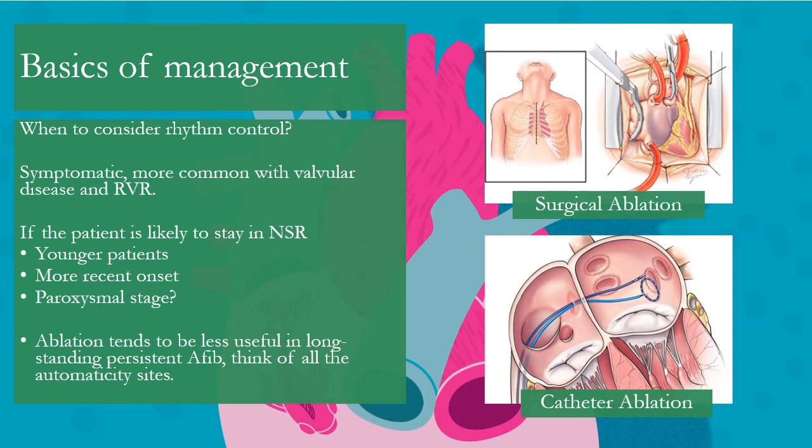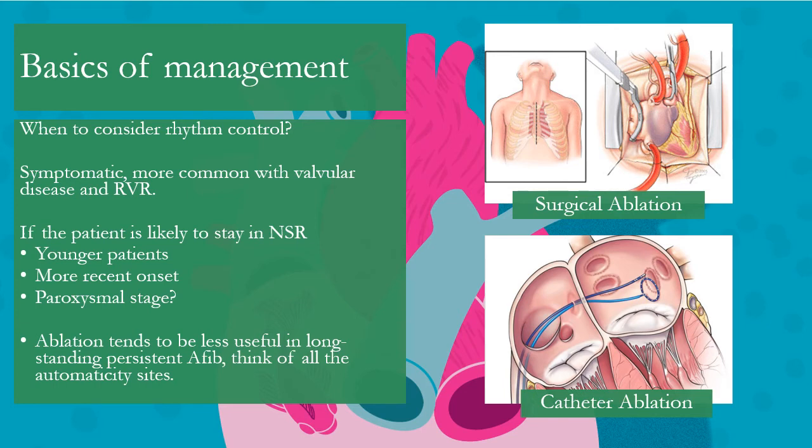Younger patients tend to stay in NSR. Patients that have a more recent onset, which means that they're earlier on in the progression of the disease, tend to stay in NSR. Okay, so older patients with comorbidities and long-standing persistent atrial fibrillation tend not to go through the rhythm control.